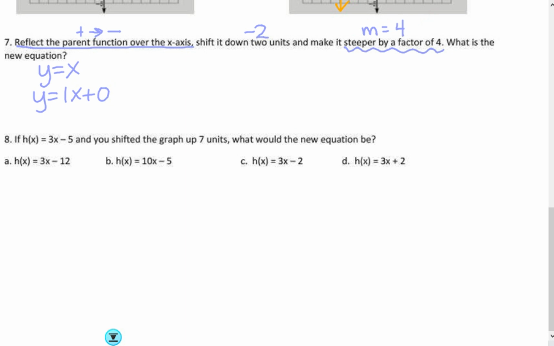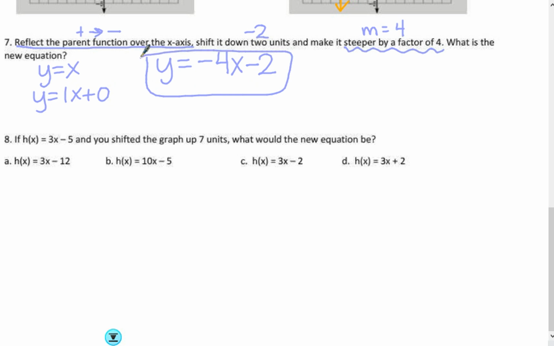All right, so now that we know those different pieces, let's work with what our new equation should be. So first of all, reflection tells me that my new slope needs to be negative. Making it steeper by a factor of 4, that means my slope should be now negative 4. And then to shift it down 2 units, my y-intercept is going to now be at negative 2. And that is how we do those.